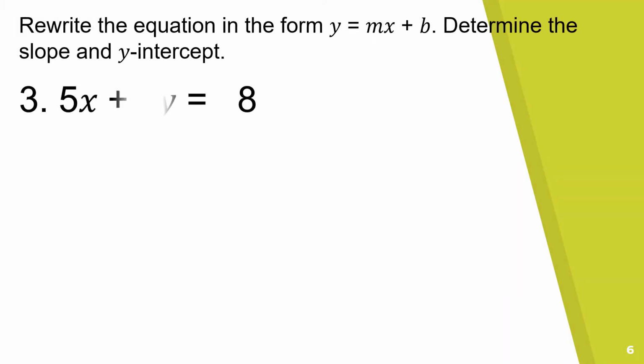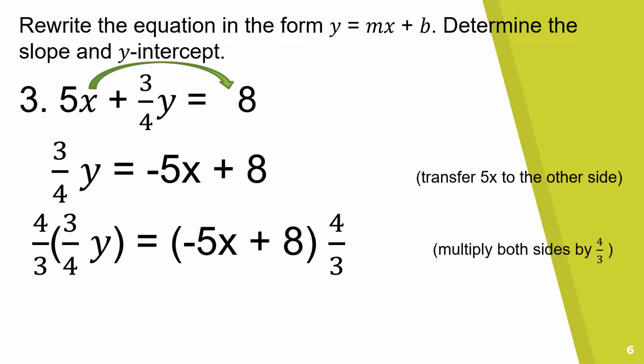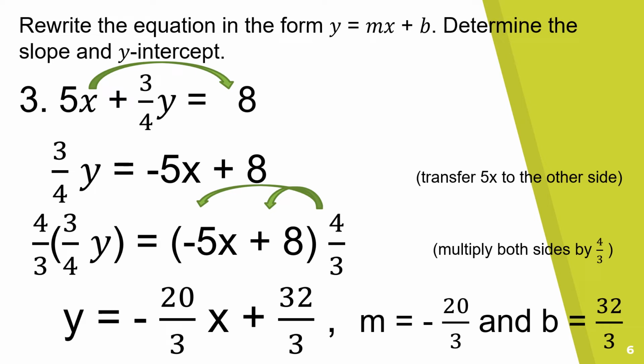Alright, another example, 5x plus 3/4 y equals 8. So you know that you have to transfer 5x to the other side, so it becomes negative 5x plus 8. So we have to get rid of that 3/4. Multiply 4/3 both sides. So 4/3 times 3/4, y na lang. Ngayon, 4/3 times negative 5x, so we have negative 20 over 3x plus 8 times 4, 32 over 3. So our final answer is y equals negative 20 over 3x plus 32 over 3. And our slope is negative 20 over 3. Our y-intercept is 32 over 3.